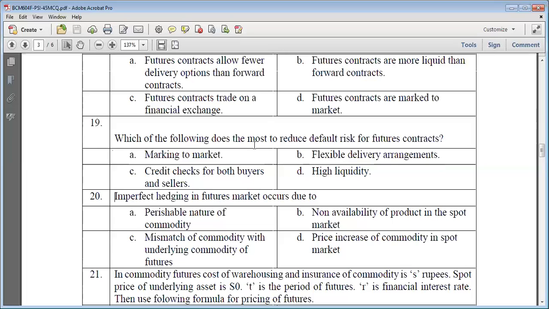And the fourth one, price increase of the commodity in the spot market. That is obvious. For that reason, we have hedged. So that has no impact on imperfect hedging. So C is the correct option. With this, we are closing this particular lecture. In the next lecture, we will take up the remaining problems, 21 to 45. Thank you.